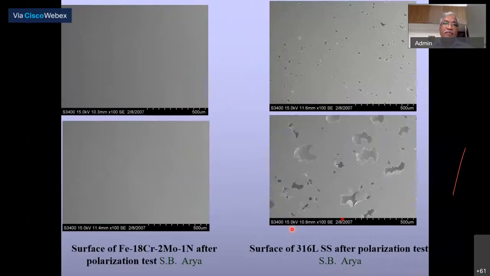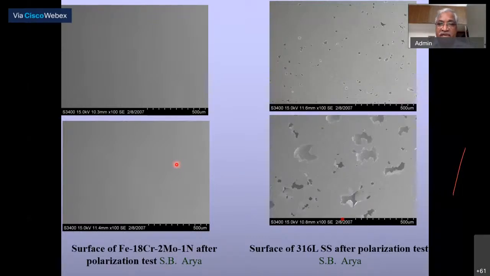Look at it by the surface. So we look at this alloy, 18 chromium, 2 moly, 1 nitrogen, and you don't see any pitting at all. But you look at 316, there's pitting here. So the point I am trying to make is that the thermodynamic tendency of reaction, or a Pourbaix diagram, is as important as the polarization curves when interpreting the mechanism of the corrosion process. That can never be forgotten. Not only that, it is also important that you use a complementary technique to arrive at the conclusion.